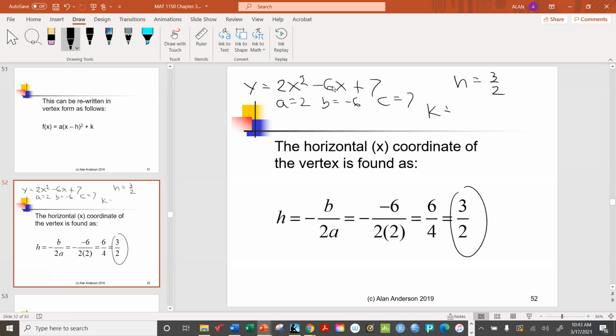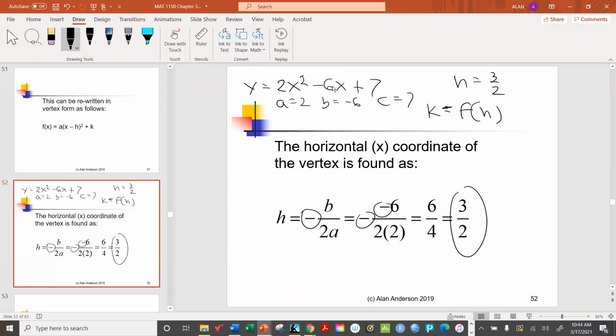Wait, here's a little question. With minus b over 2a, we have this negative 6, so would it become 6 over 2a, or would it stay negative? It stays negative in this case. The negatives cancel out, so you end up with 6/4. Remember, the negatives do cancel out. Exactly, so it is positive 3 halves.